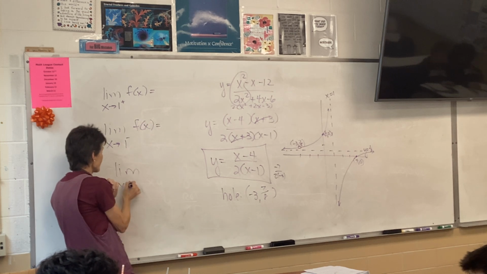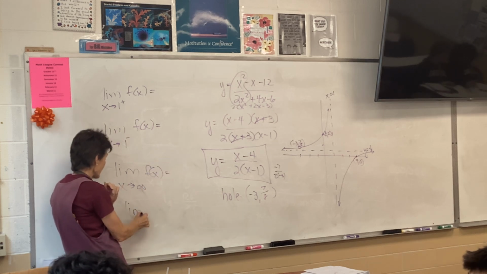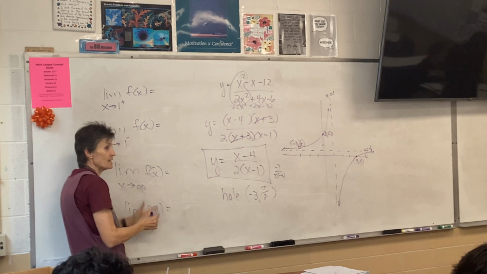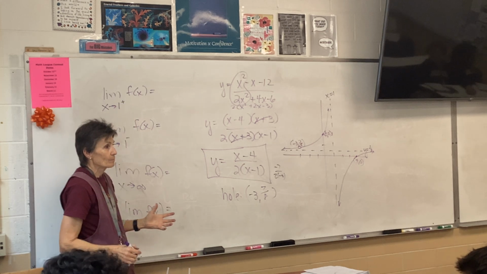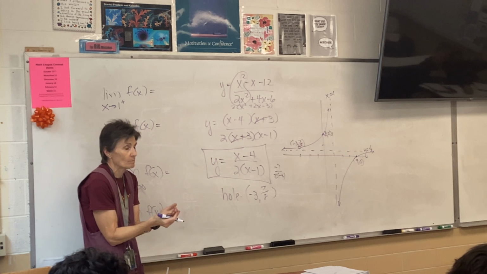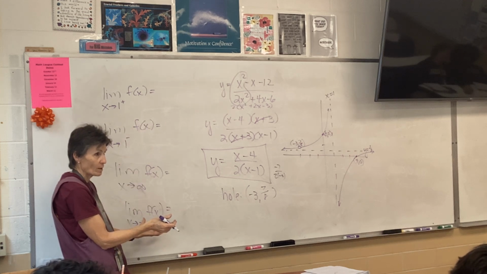And then x approaches infinity, and x approaches negative infinity. So these limits describe what's happening with the asymptotes. Okay, but that'll all be written for you, but you will have to answer these questions.